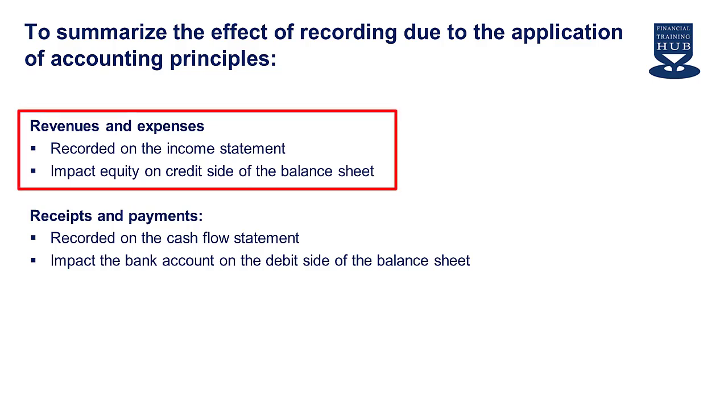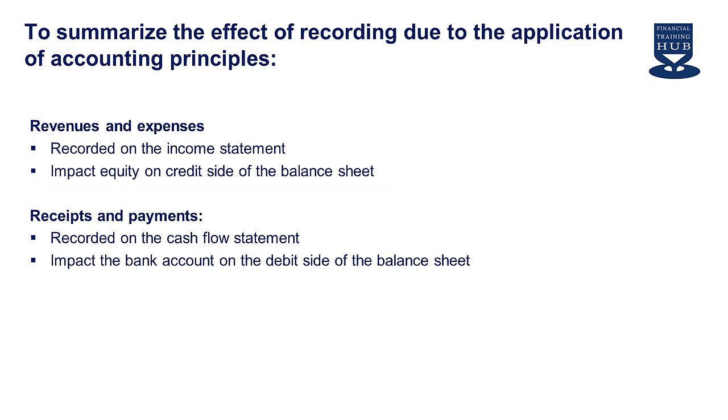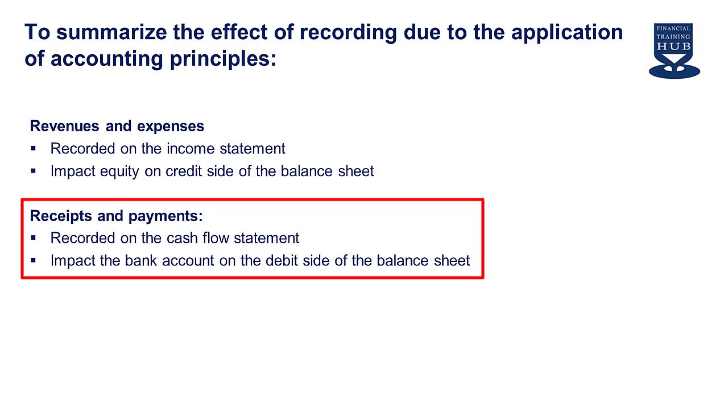To summarize the effect of recording due to application of accounting principles, revenues and expenses are recorded on the income statement and impact equity on credit side of the balance sheet. Receipts and payments are recorded on the cash flow statement and impact the bank account on the debit side of the balance sheet.